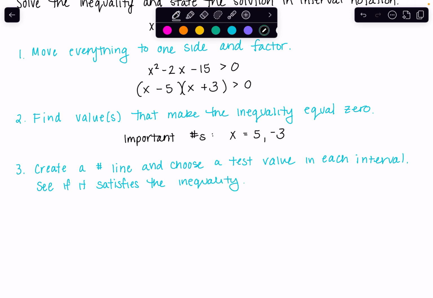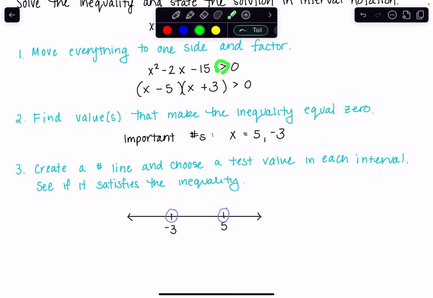Okay. So I'm creating my number line here with these key numbers, putting them in order. Negative 3 is here, positive 5 is here. And these key endpoints I'm going to put circles at. The inequality is going to tell you whether you can fill these in or not. Since I'm strictly greater than 0, these values are not going to work, okay? So I cannot fill them in. They are going to be open circles. And what this does is it splits my number line into 3 different intervals.